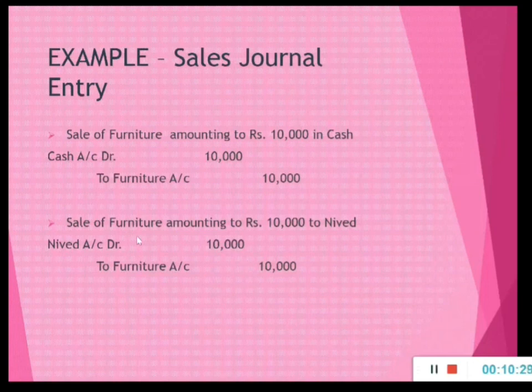The next one, sale of furniture amounting to rupees 10,000 to Niveed. So Niveed account debtor to furniture account. I hope it's clear. So today we discussed the journal entries, the golden rules, and the format of journal entry. Thank you.